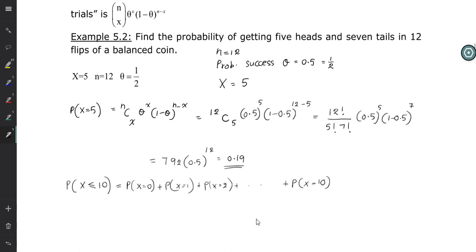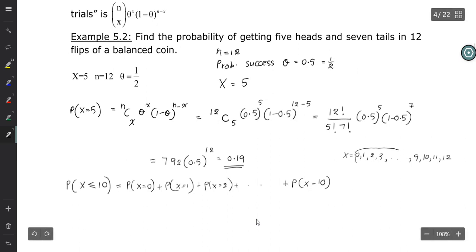But if you look very carefully at this inequality, since there are only 12 possible trials, or 12 is the number of trials, if you look at the complement of this, the possible values of x are from 0, 1, 2, 3 up to 12. When we need x less than or equal to 10, we need all these figures 0 up to 10, and you see this is the complement.